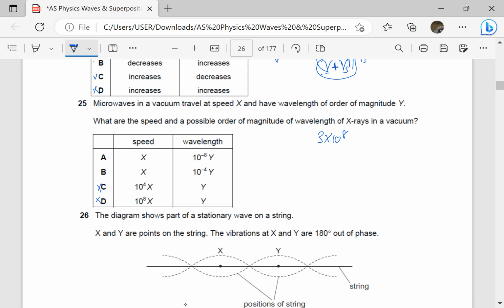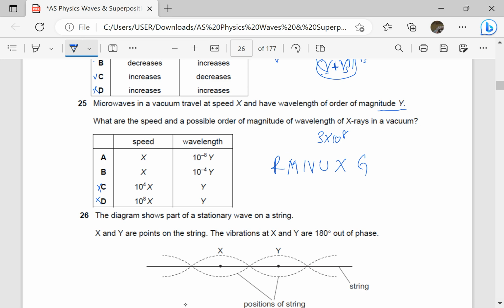We want the speed and a possible order of magnitude of the wavelength of X-rays in a vacuum. We have seen for microwaves the magnitude is of order y. How about for X-rays? So Richard's mother is visiting Uncle Xavier's garden. X-rays have a smaller wavelength than microwaves.